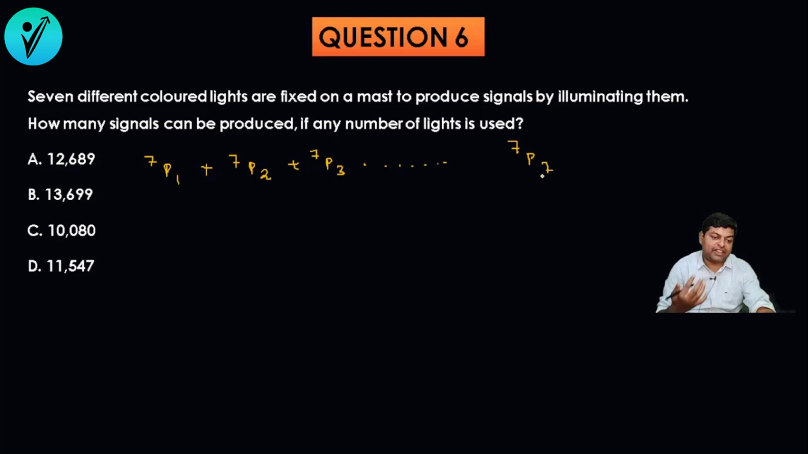So get the value of 7p1, 7p2, 7p3, 7p4 up to 7p7, add all the values, okay, and get the answer. So 7p1 is what? It will be simply 7. 7p2 is what? It will be 7 into 6. 7p3 is what? It will be 7 into 6 into 5. Similarly, 7p7 will be what? It will be 7 factorial. Add all the values, okay?